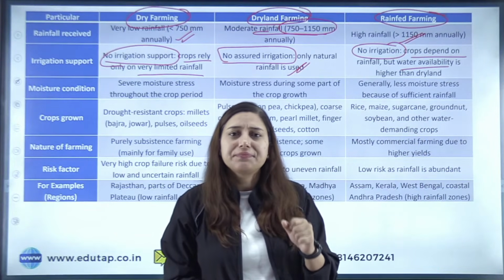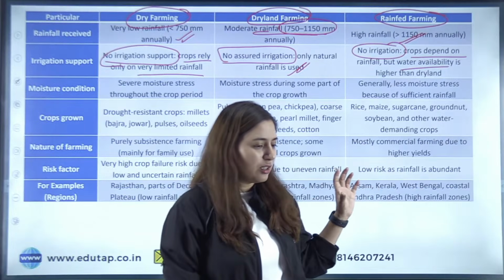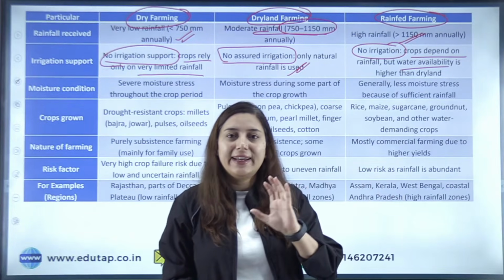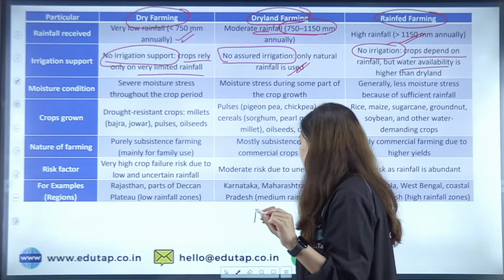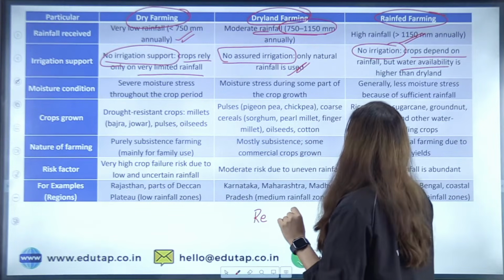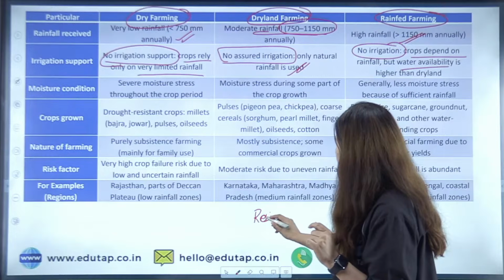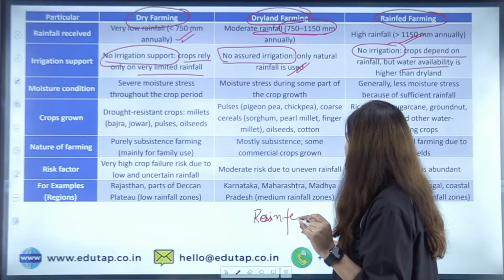But in case of rainfed farming, again, no irrigation is there, but there is enough availability of water for the crop growth, right? So basically, students, before moving ahead, I would like to tell you one thing. You can get confused. There is one term known as rain-fed agriculture.